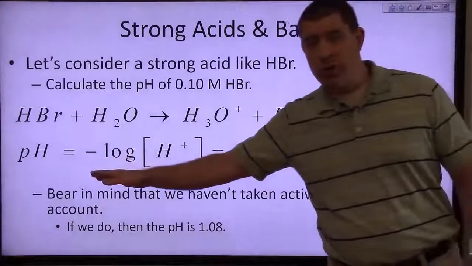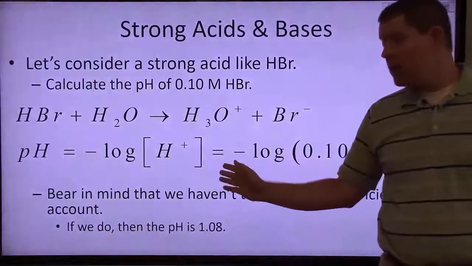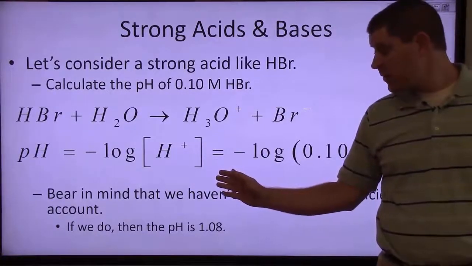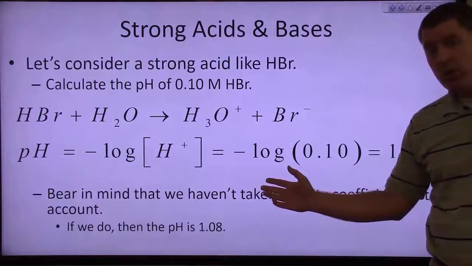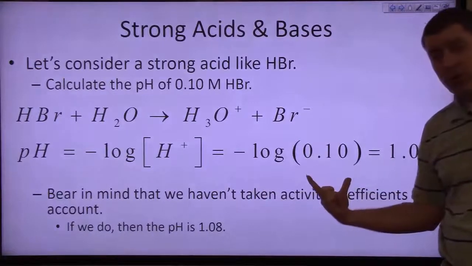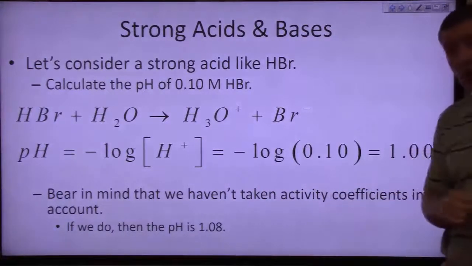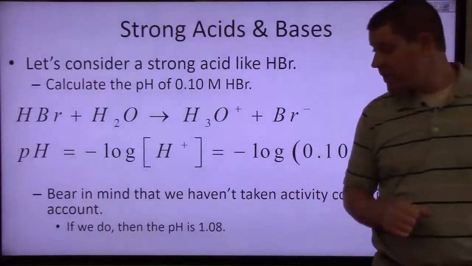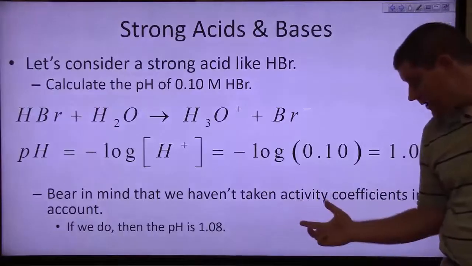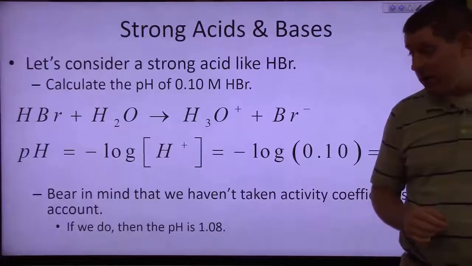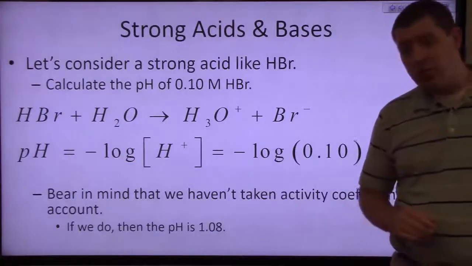Now, we know the pH is equal to minus log base 10 of the hydrogen ion concentration, which in this case will then be equal to minus log base 10 of 0.10, which gives us a value of 1.00. Now bear in mind that we haven't taken activity coefficients into account. And if we do, then the pH is 1.08.